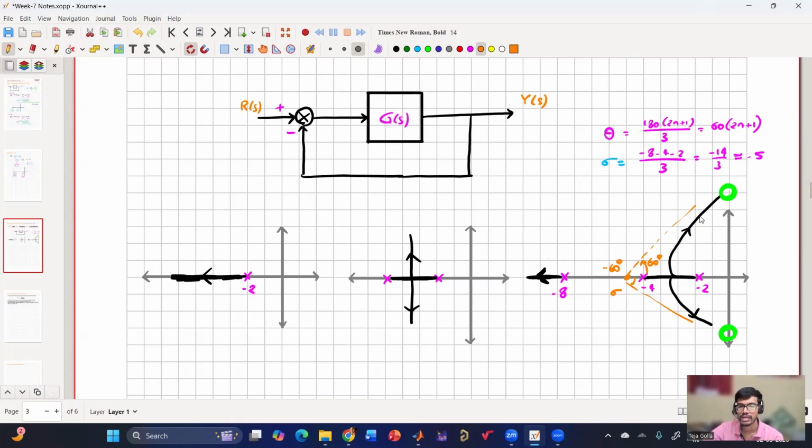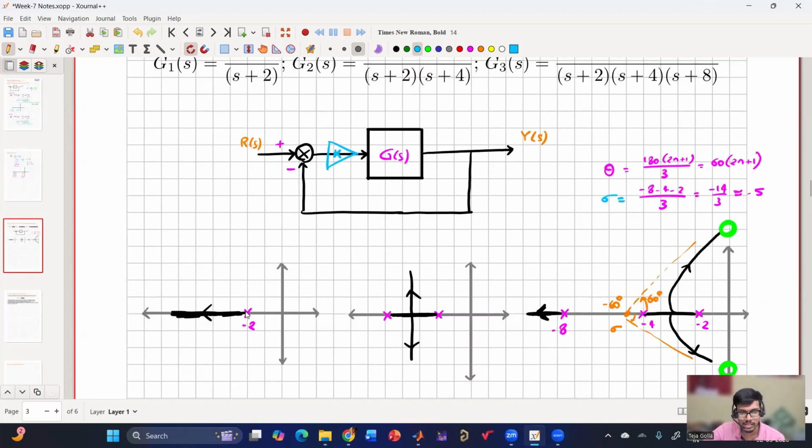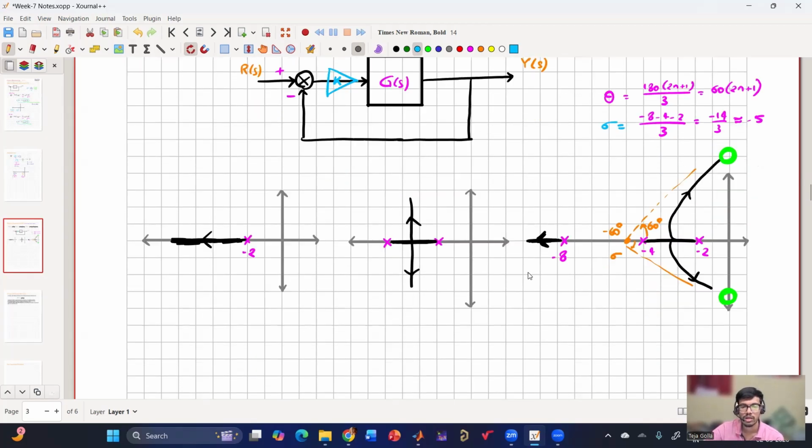So for this case, say I have a gain in the system, say K. If I keep on increasing the gain K, then at some point they hit the imaginary axis, which means the system is going unstable. So if I add a pole to the open loop transfer function, I can see the root locus changing, or the poles moving in different ways depending upon how many poles I add and at what location. And in some cases, the system may become unstable as well.